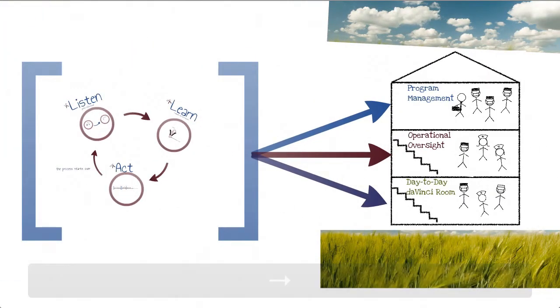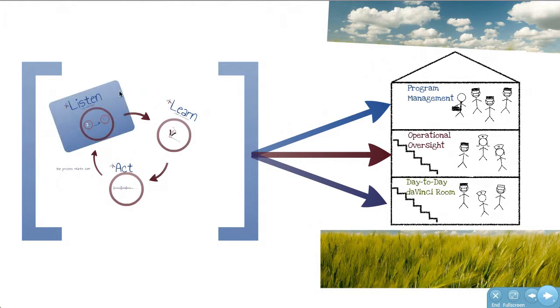We want to implement this within our house, okay? So we've built our house, we've built our staircases, and now we want to implement it in there. So how do we do that? Well, it's the operational oversight and program management team that are going to figure out what do we want to listen to, who do we want to listen to, and what did we learn from it, okay? So these groups are going to decide that.